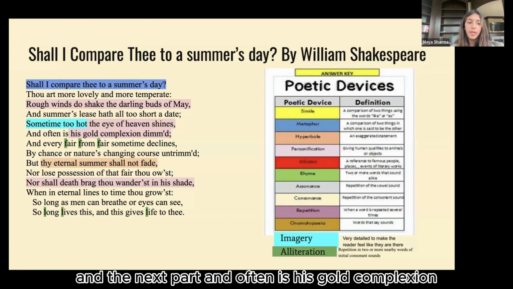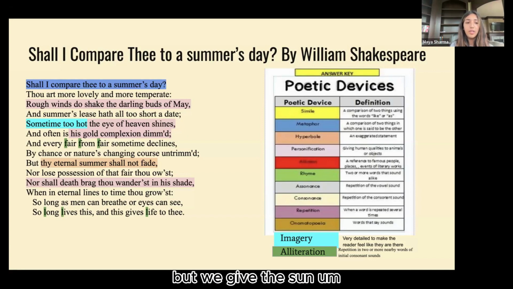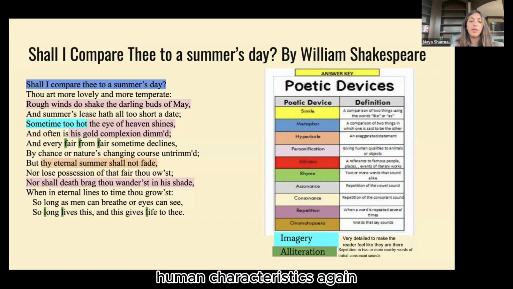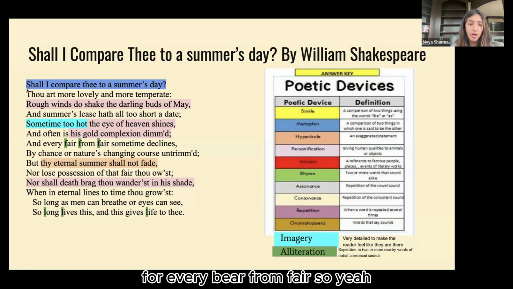And then the next part, and often is his gold complexion dimmed. So this is again referring to the sun, but we give the sun the pronoun of his, and gold complexion dimmed. So this is really giving an object human characteristics again. So that is considered personification. And then we have alliteration for every fair from fair. So yeah, it's the repetition of the F.